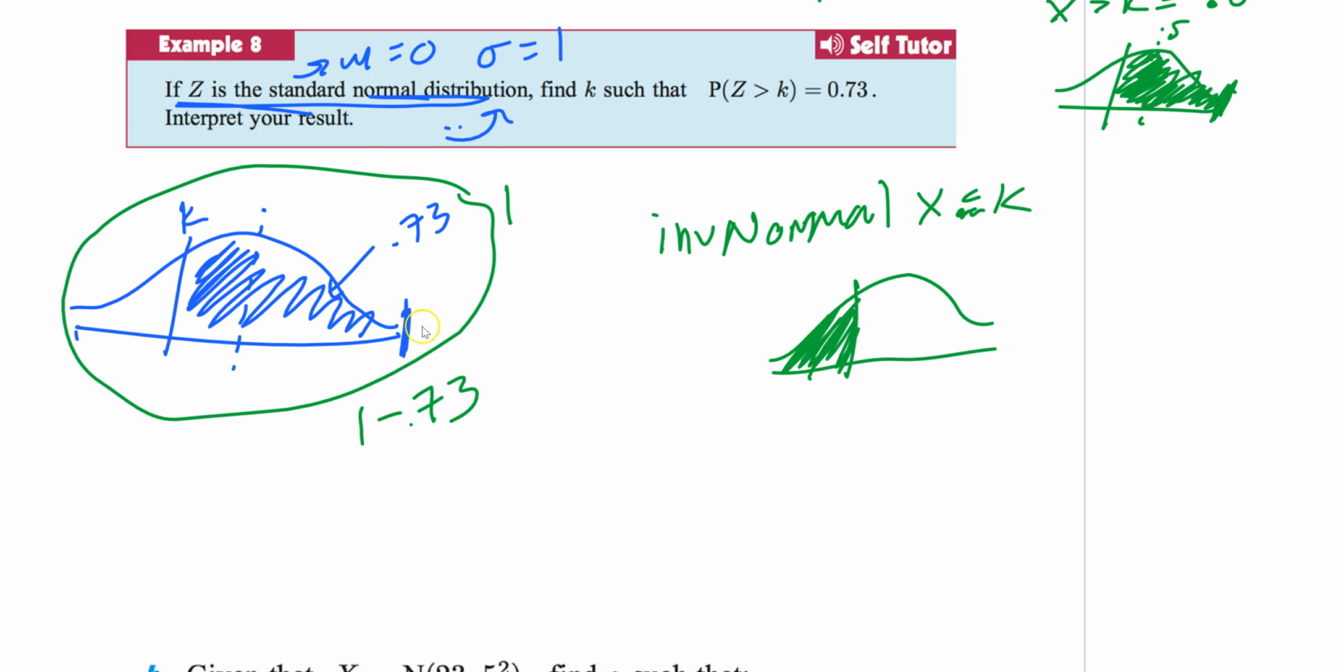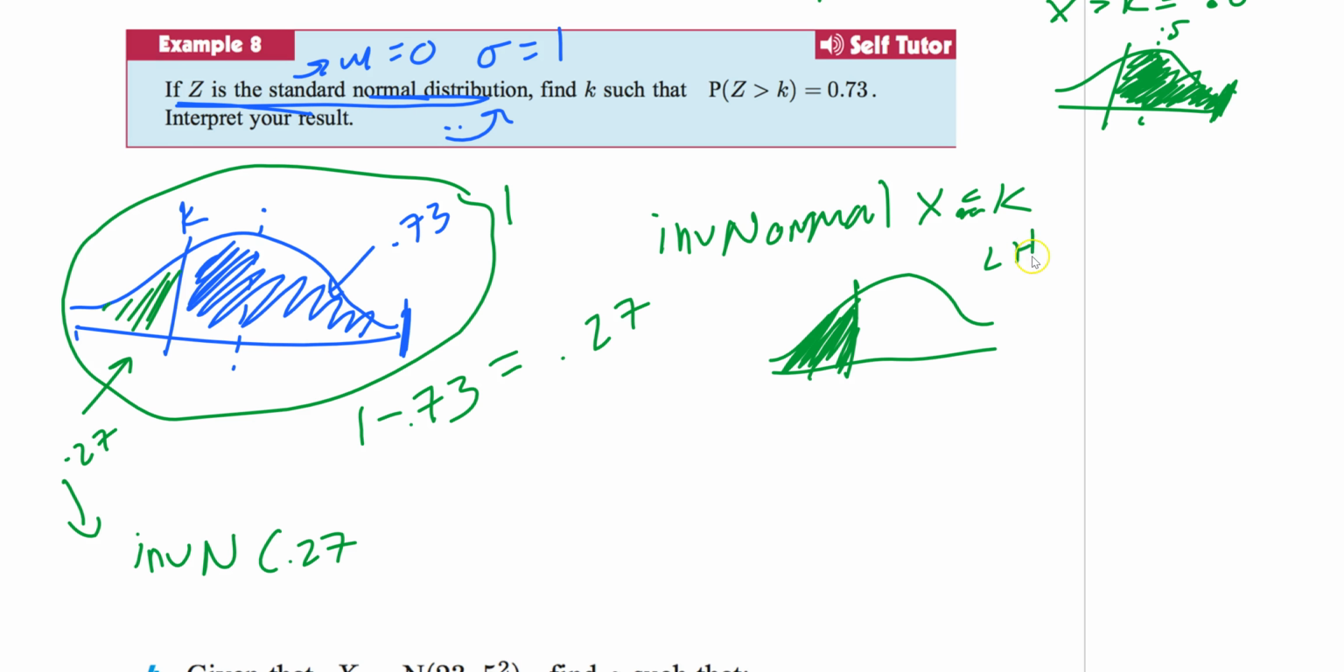And then this half would equal 0.27. So this corner right here, which is the exact same thing as saying 0.73 over there, is 0.27. And that's what I'm going to use for my area when I do invert normal in my calculator. So my calculator invert normal, I'll use 0.27, because again, it has to be the left-hand side. Has to be the left-hand side, invert normal.